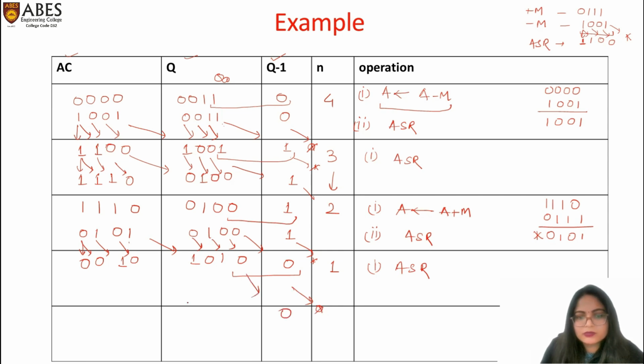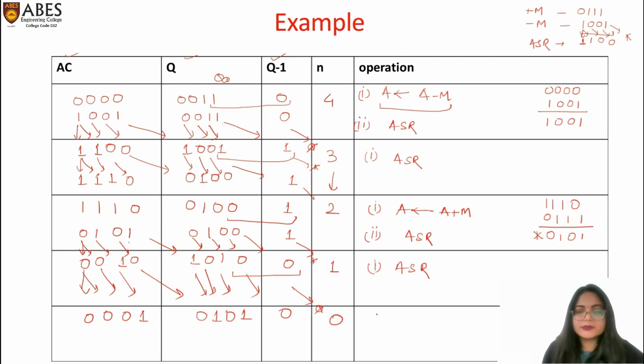0 will be at the place of 0. 1 will be at the place of 1. 0 will be at the place of 1. 1 will be at the place of 0. This 0 will be at the place of 1. And this 1 will be at the place of 0. This 0 will be at the place of 1. And this 0 will be at the place of 0. And this 0 will be copied. Right? And the counter becomes 0 now.